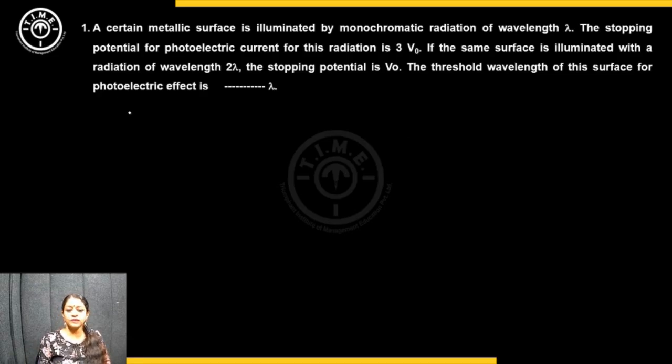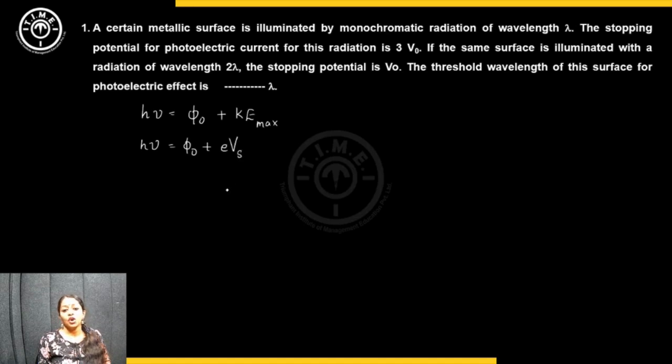So, let's start from the photoelectric equation, which is given by h nu is equal to phi 0 plus Ke max. This question is regarding stopping potential, so we can substitute Ke max as e into Vs. Okay, so we can write the equation as h nu is equal to phi 0 plus eVs.